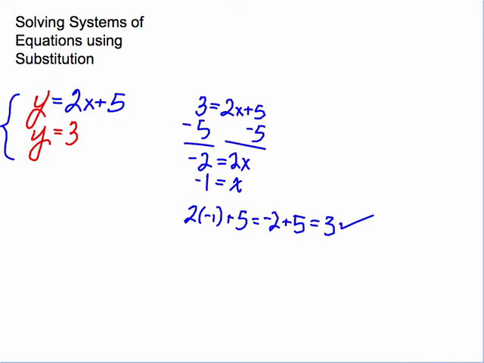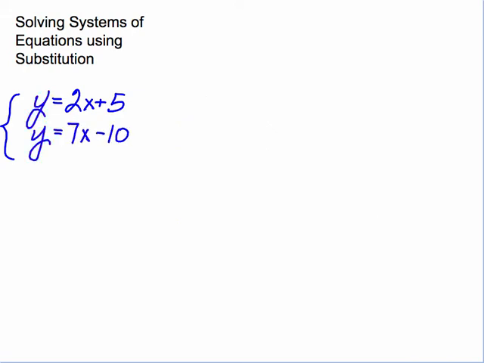Now, if the second equation is not a constant, for instance, something like this, the principle is the same. We have that y equals 7x minus 10. So instead of substituting 3 like we did last time, we can substitute this whole thing, this whole 7x minus 10 in for y and solve. So doing the substitution, we would have 7x minus 10, that's the left side of this equation, equals 2x plus 5.